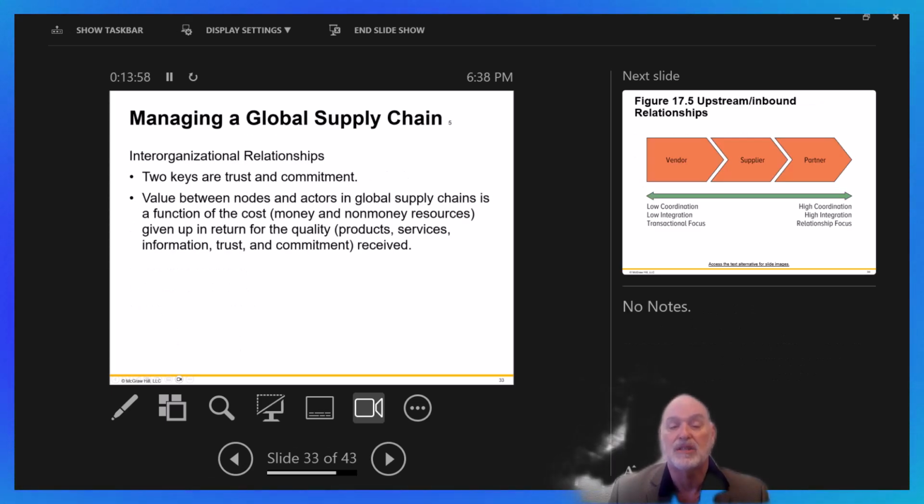Interorganizational relationships. The two keys are trust and commitment. The value between nodes and actors in global supply chains is a function of the cost, money and non-money resources given up in return for the quality, products, services, information, trust, and commitment received.